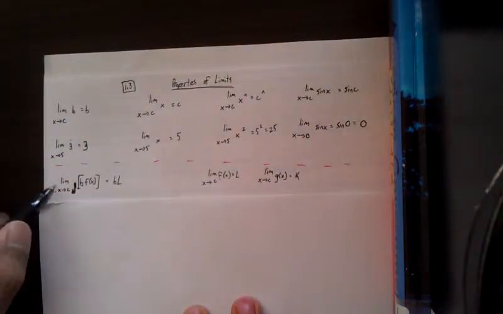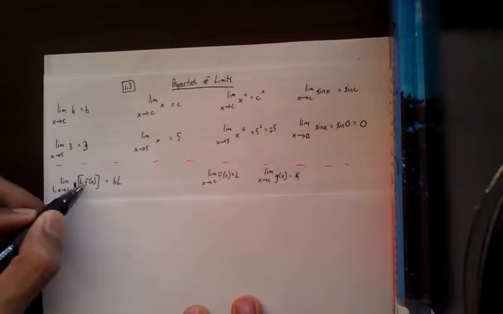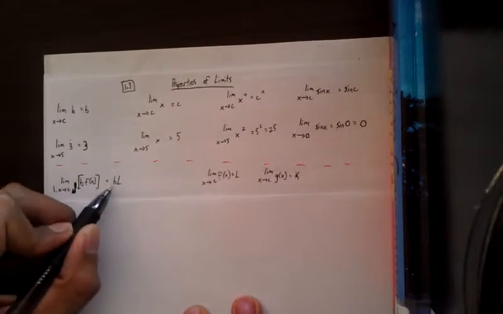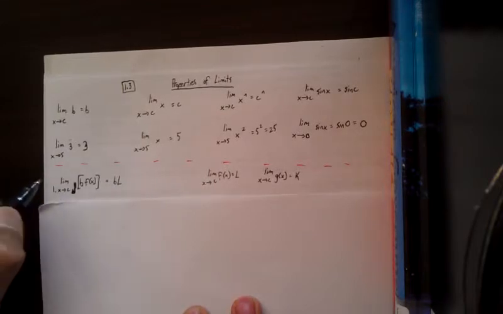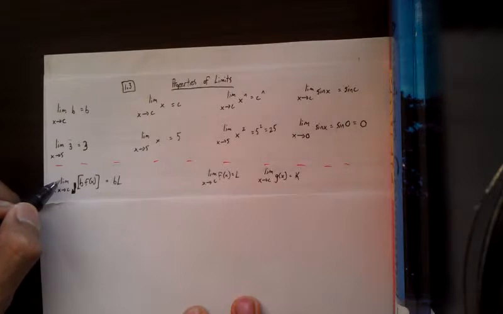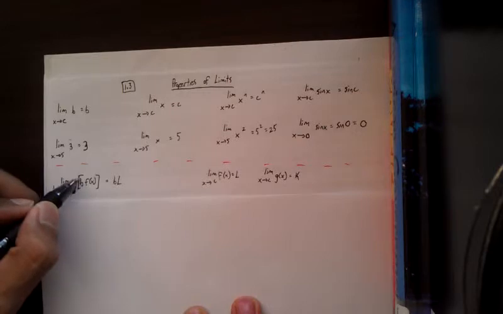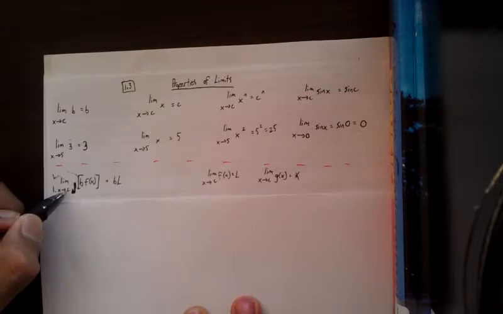So number one, this is called the scalar multiple. The limit as x approaches c of some constant times the function is just going to equal that constant times the limit of the function. So say this b was a 3, then you could just bring this out to the front since it doesn't have any variables in it, and then it would be 3 times whatever the limit of f of x as x approaches c equals.